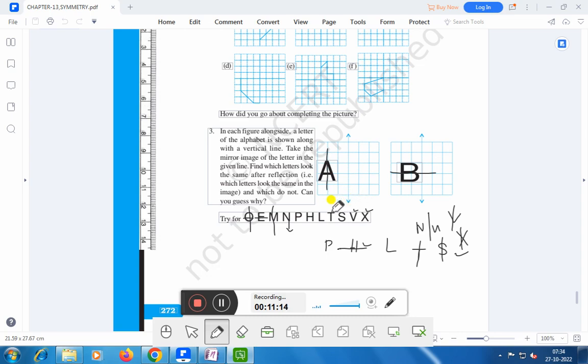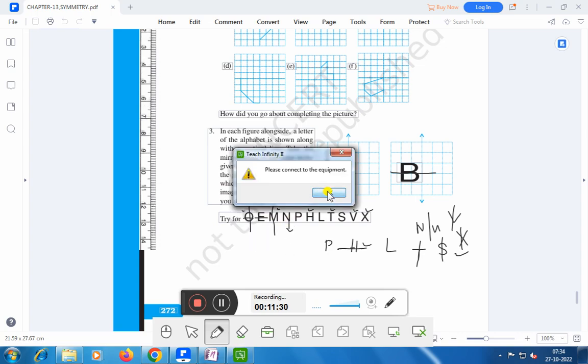In case of V, in case of T, in case of H, in case of M, in case of O, right? That means they are symmetrical. That means the alphabets which are symmetrical on the vertical side, then you will get the image of that letter.